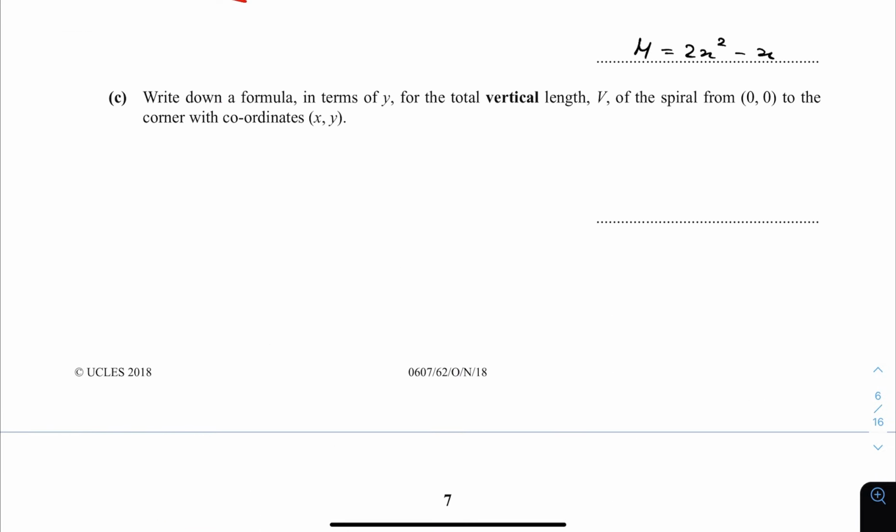And let's just write that down. h is equal to v. So in this case, we're going to be able to say that x is equal to y in that respect. So if we do that, we get that v is equal to 2y squared minus y, because it's the exact same as the horizontal length, because they wanted it in terms of y. All right.